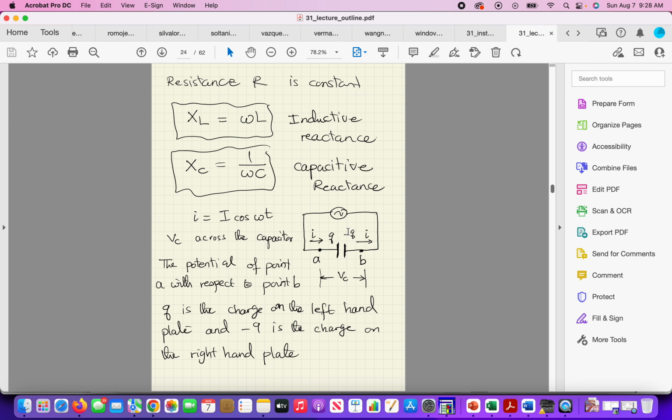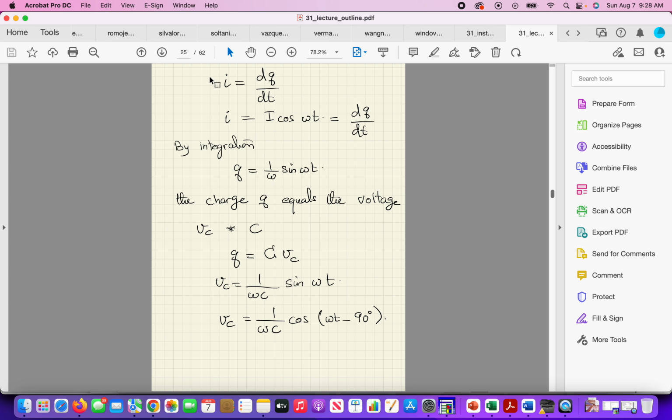Then the right hand side is going to be negative 9, negative Q. And then we know that the current at any moment equals dQ/dt, which is I cosine omega t. We can integrate to get Q equals 1 over omega sine omega t, and the charge equals the voltage at any moment times C. Therefore, Q equals C, the capacitance, times VC. From that, we can say that VC at any moment is 1 over omega C cosine of omega t minus 90.